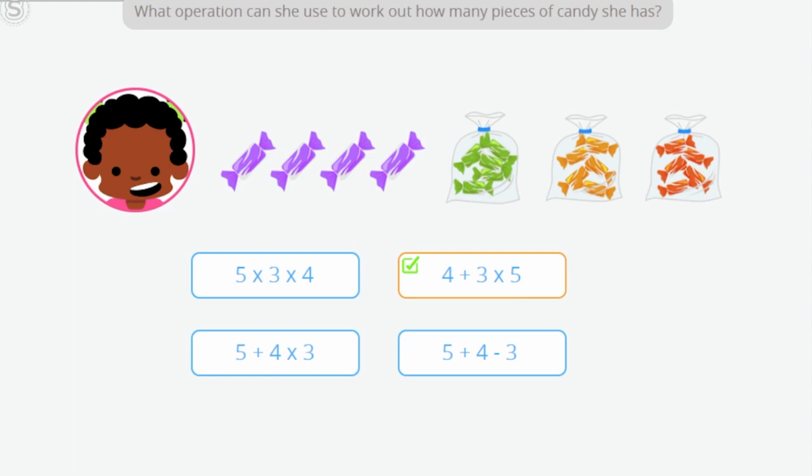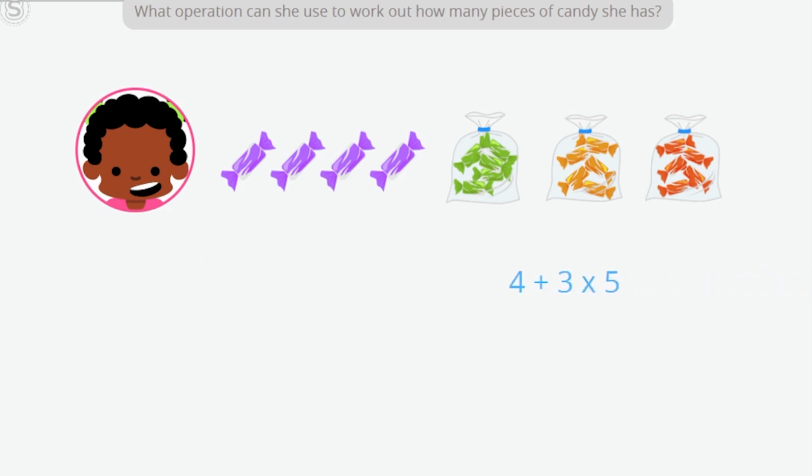Perfect! To the 4 pieces of candy she already had, she needs to add the 3 multiplied by 5 pieces of candy she bought. Zoe is going to do the operation to find out how many pieces of candy she has. First, she adds 4 plus 3, which is 7. Then she multiplies the 7 by 5, and the result is 35.